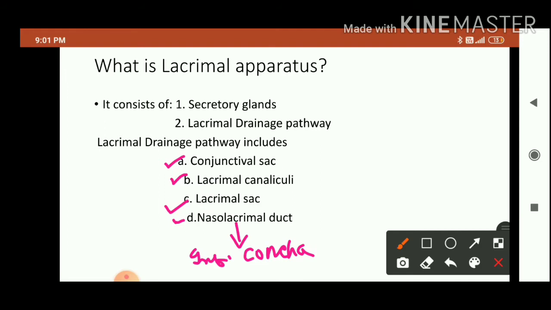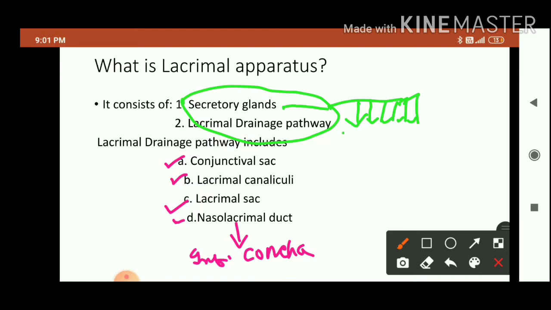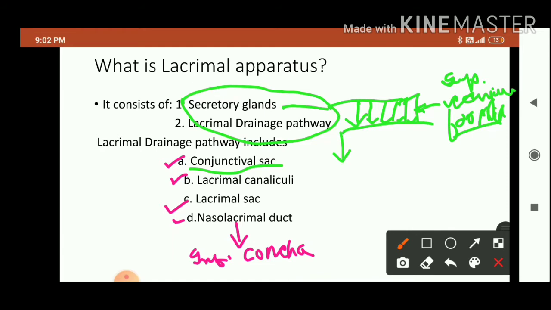First, from the lacrimal gland, especially from the main lacrimal gland, 6 ducts open. Okay, 6 ducts open into the superior conjunctival fornix. At the level of the superior conjunctival fornix, it mainly opens into the conjunctival sac. First, we talk about what we mean by conjunctival sac.